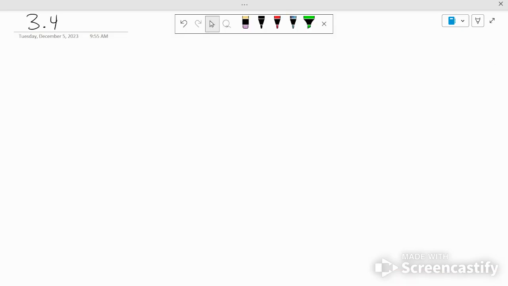Okay, 3.4. From your note card, you're told the sine of a plus b is the sine of a cosine of b plus cosine of a sine of b, right?